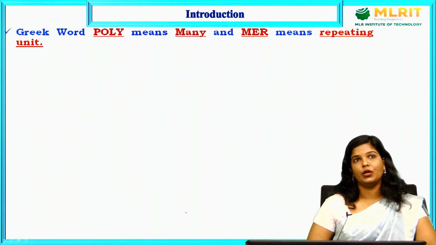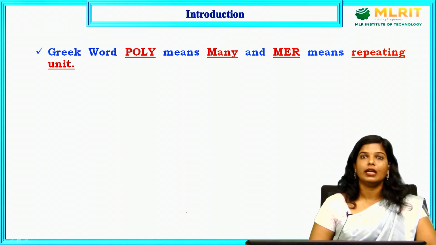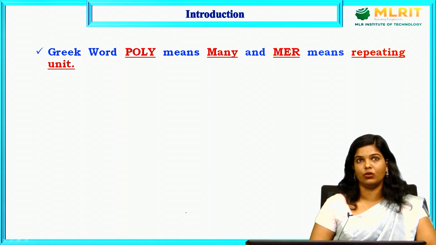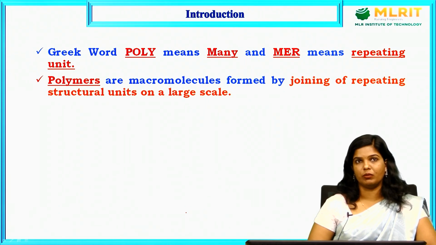So, what do you mean by polymer? Polymer is a Greek word, which means poly meaning many and mer meaning repeating units. That means many repeated units linked together in a chain form to give a long macromolecule, which is known as polymer. So, we can define polymers as macromolecules formed by joining repeating structural units on a large scale, and the molecular weight of these materials will be in thousands and thousands.